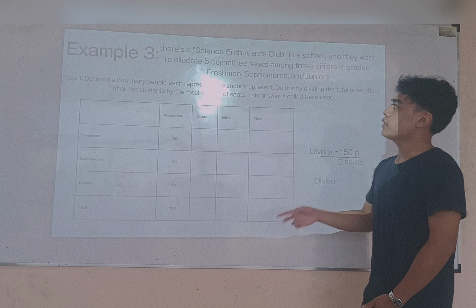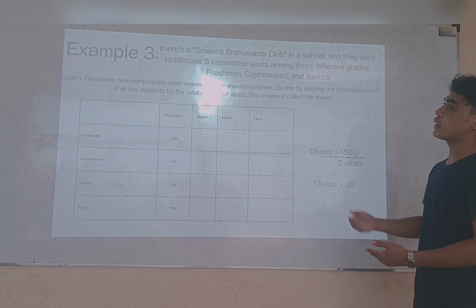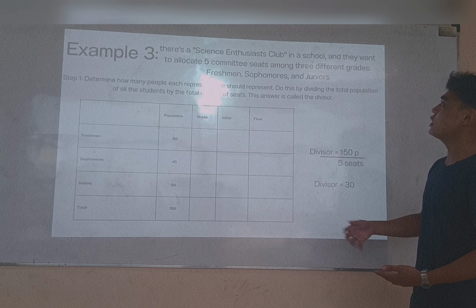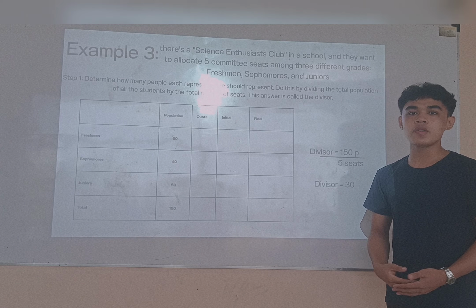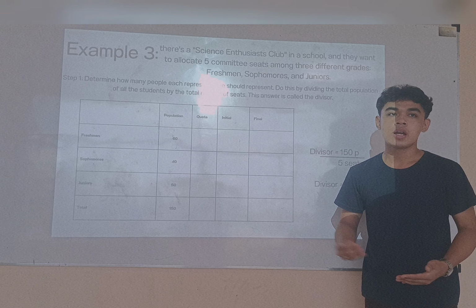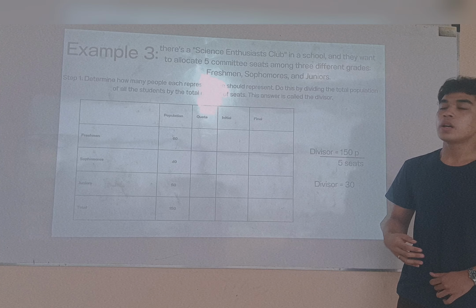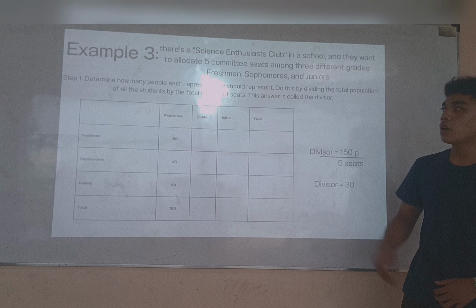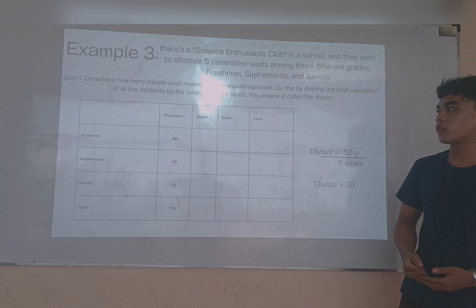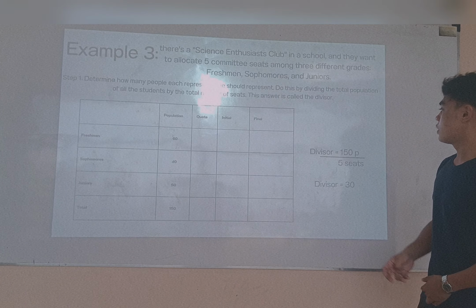number 3. There is a science enthusiast club in a school, and they want to allocate 5 committee seats among 3 different grades: freshmen, sophomores, and juniors. In here, we see that Hamilton's method can also be used in different types of scenarios in our daily lives. So again, in step 1, we need to divide our total population by the allotted seats.